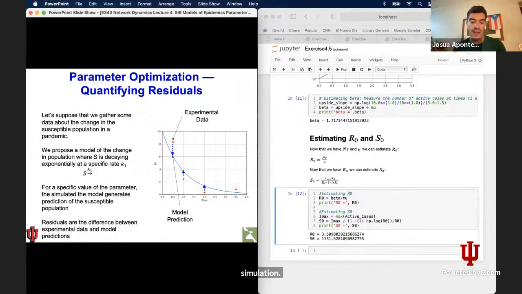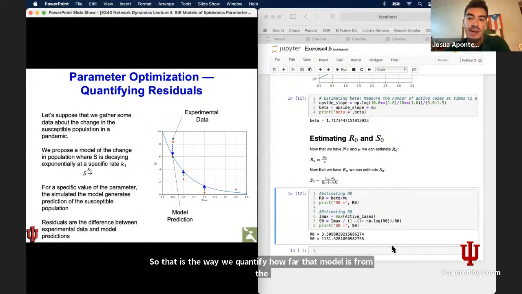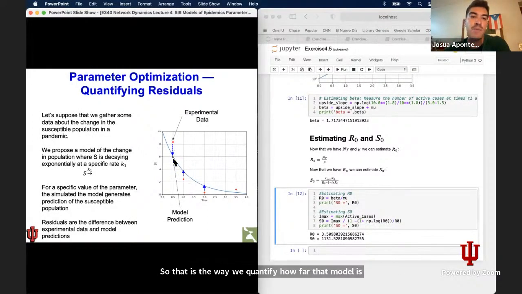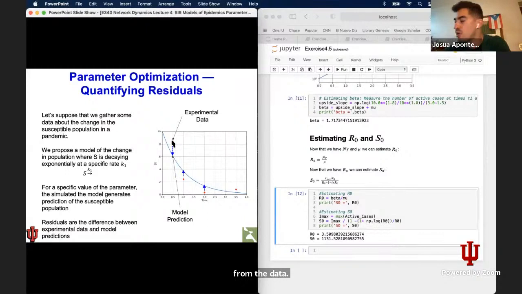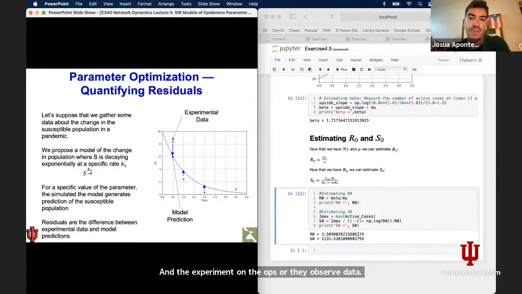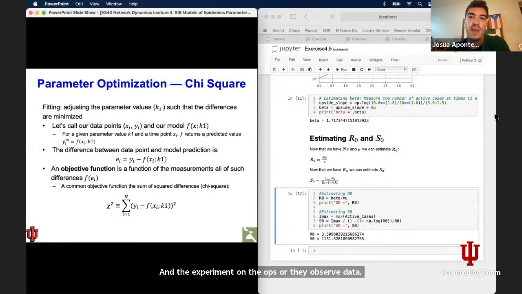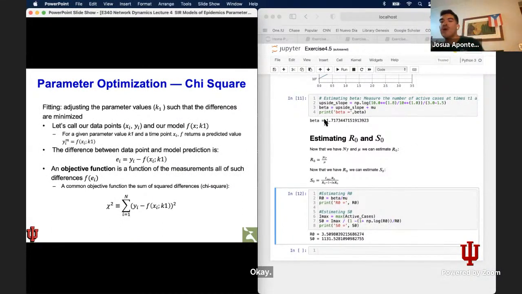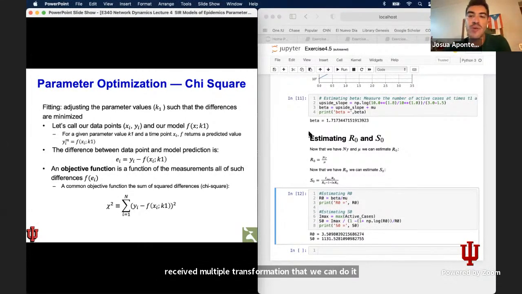So that is the way we quantify how far the model is from the data, by measuring the distance between the model prediction, which is right here, and the experimentally observed data. And then there are multiple transformations we can do with those residuals to express the distance as a single number.